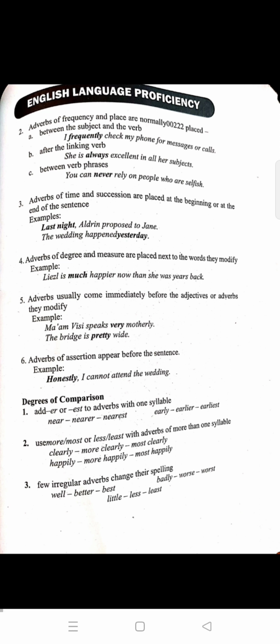And just like adjectives, we also have the degrees of comparison. So the rules are you just add er or est with one syllable. You use more, most, or less, least with adverbs of more than one syllable, and few irregular adverbs change their spelling, just like well, it becomes better, and then best. Good, better, best; bad, worse, worst; little, less, least. So they change their spelling because they are called irregular adverbs.